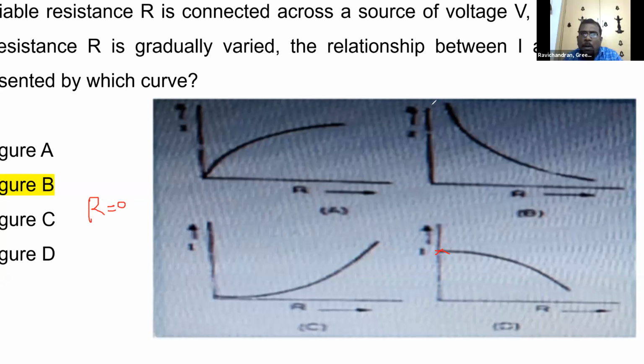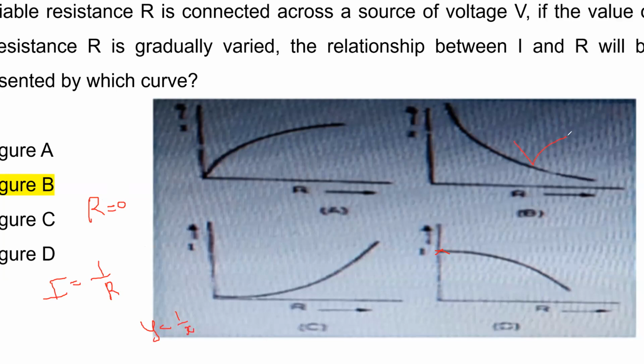Apart from that, in the math, suppose you are good at mathematics, just I is equal to 1 by R. That is, the equation is Y is equal to 1 by X. So the answer is this one.